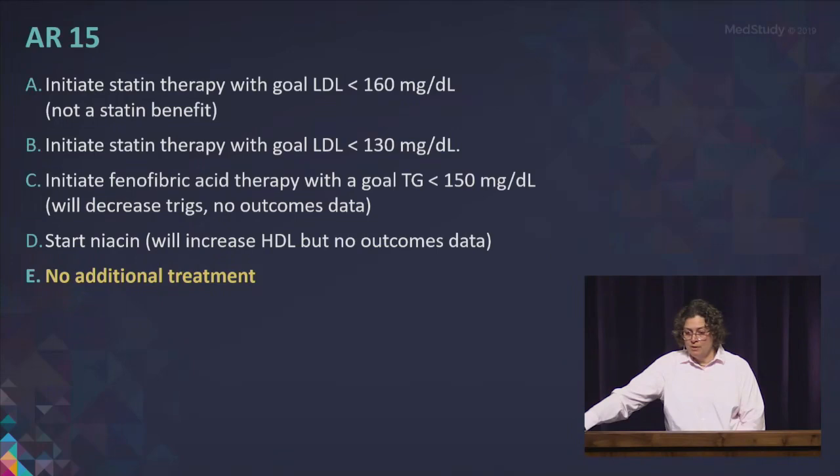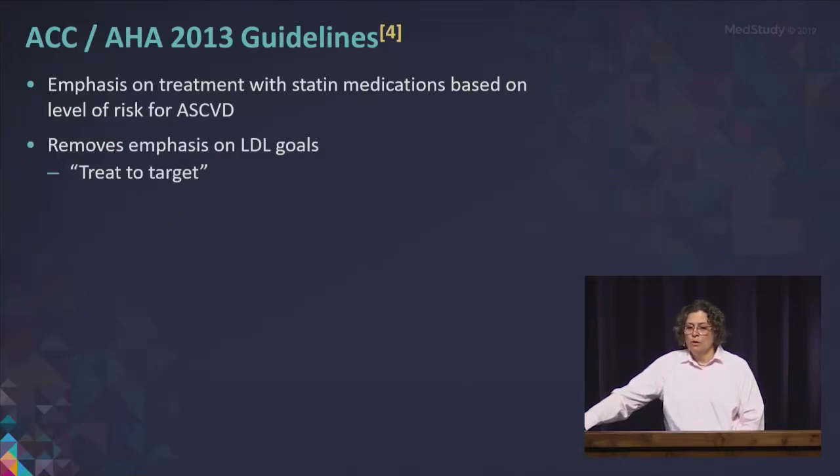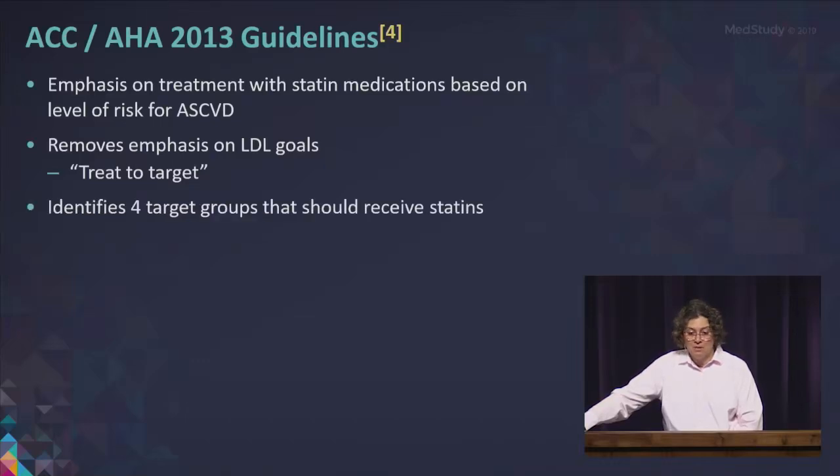Fibrate will decrease triglycerides, but no outcomes data. So sometimes when they try to throw those things at you, with giving you a triglyceride level of 300 or 400, try to make you do that. But the truth is either there's statin benefit or they're not. And so these are the guidelines that we're talking about, the 2013 guidelines, where there's an emphasis on treatment with statin medications based on level of risk. So no longer are we looking at LDL goals and targets, no longer treat to target. It's will you benefit or not from a statin?